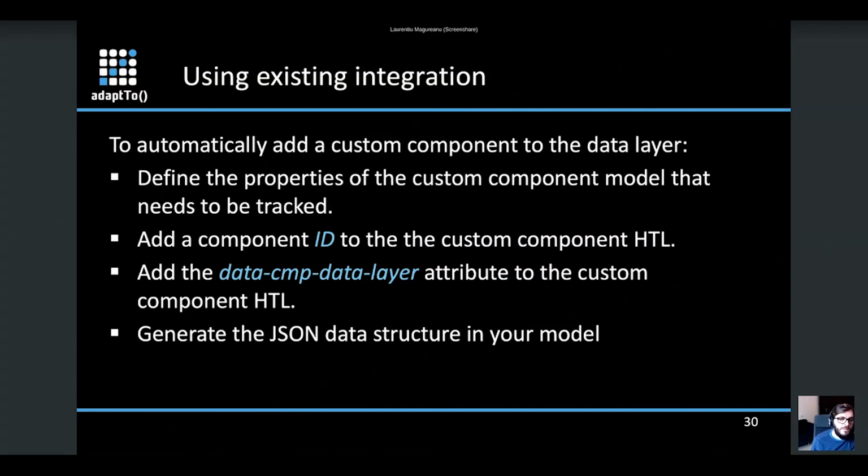You should add a component ID in the custom component HTL. As I mentioned earlier, this is important for events. So when a component produces an event, that event usually contains the component ID, and this makes it easier to also identify it in the DOM. So this should be there. Add your data layer CMP data layer attribute to the custom component HTL and generate that JSON structure from your model.